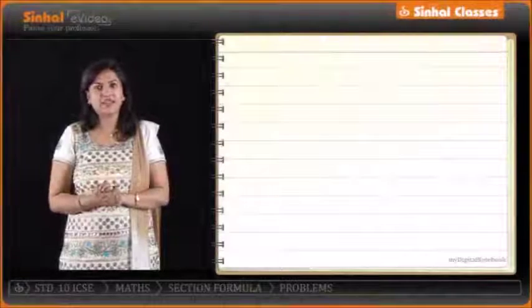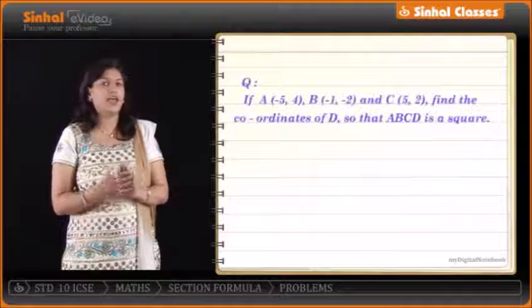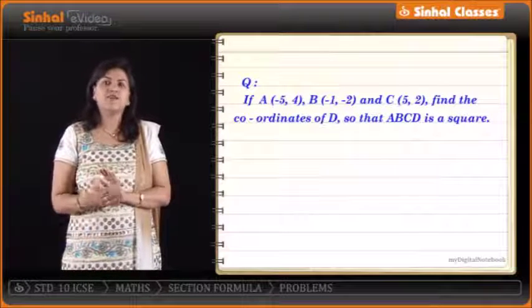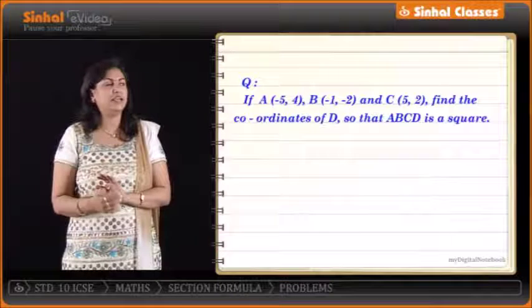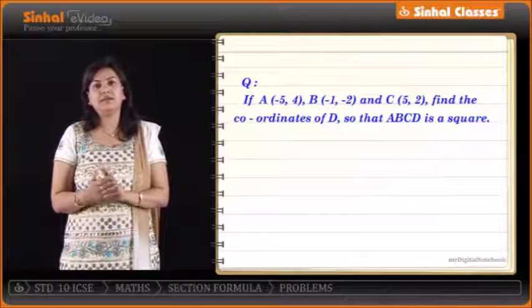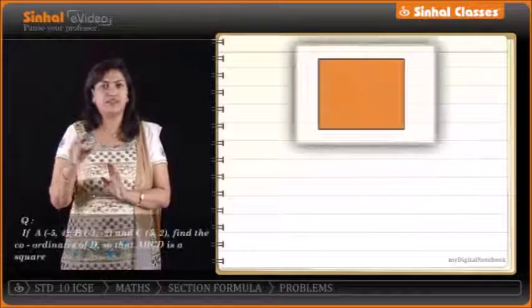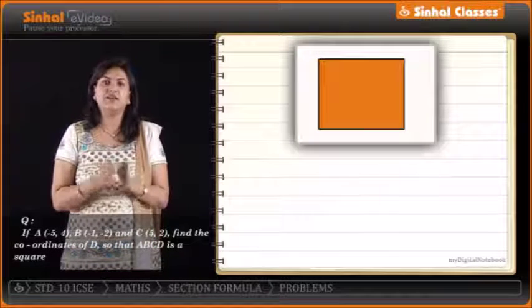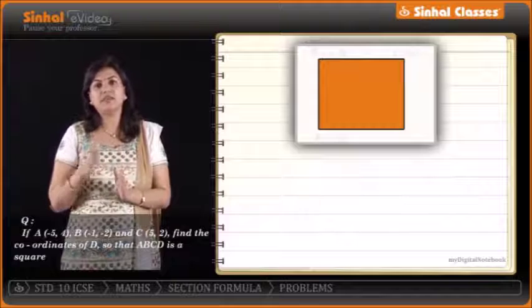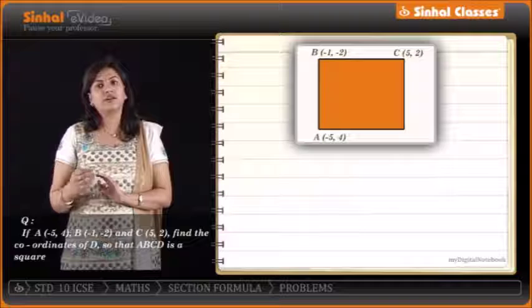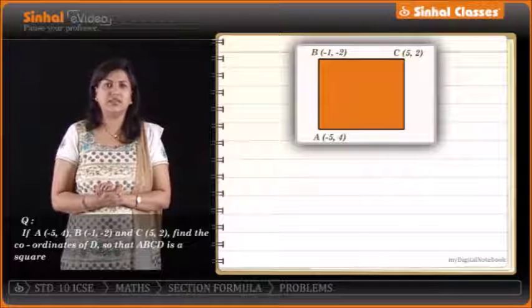Now we look at the next problem. We have, if A, B, C are given to us, find the coordinates of D so that ABCD is a square. Now we are given a square, let's draw that, and we are given the vertices A, B and C. We want to find out the coordinates of the fourth vertex D.